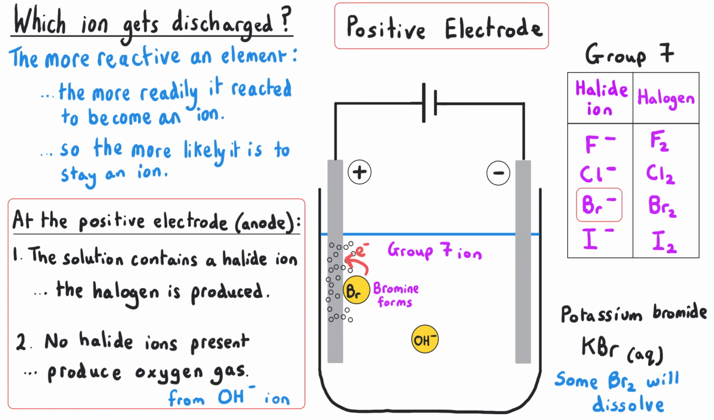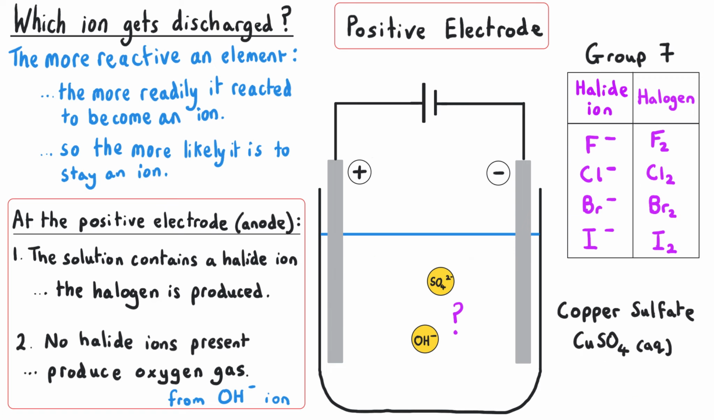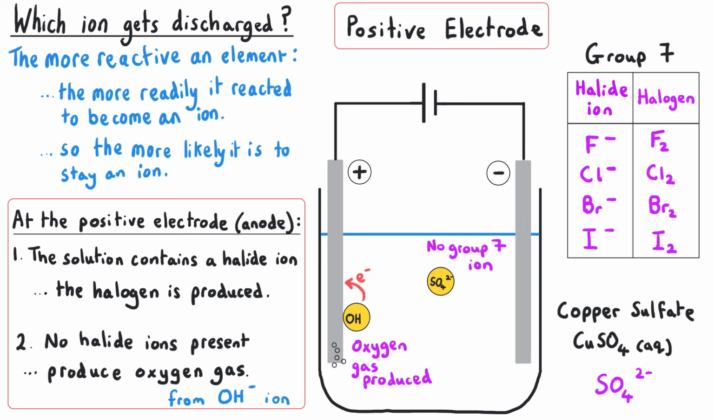In a second example, if we had copper sulfate solution, we would expect to have the hydroxide ion, again from the water, but also this time sulfate. When we look down group 7 this time, we see that we haven't got any group 7 elements, so that means there is no halide ion to get discharged, and so we won't get a halogen. Instead, what will happen is the hydroxide ion will be the ion attracted to the positive electrode, where it will get discharged and produce the element oxygen. And so oxygen gas will be produced, and we will observe bubbling. We won't know that it's oxygen gas without further testing, but we'll definitely see the bubbling.